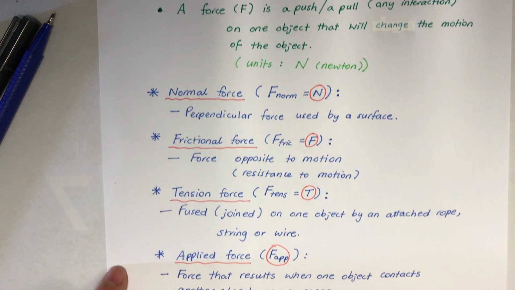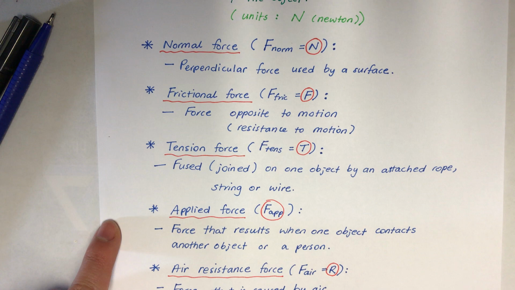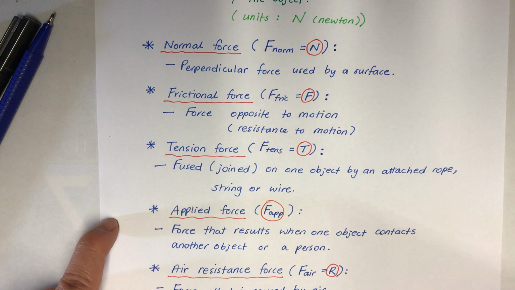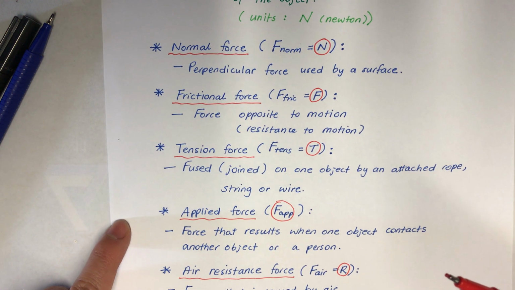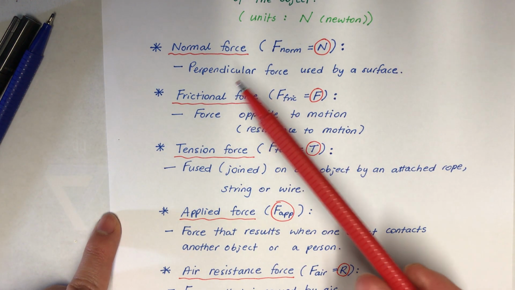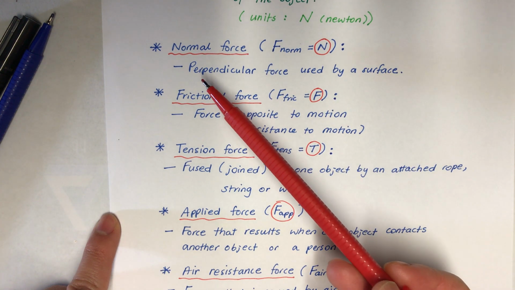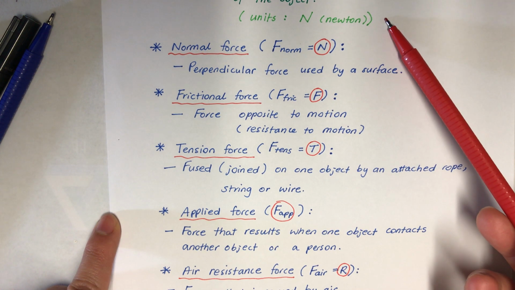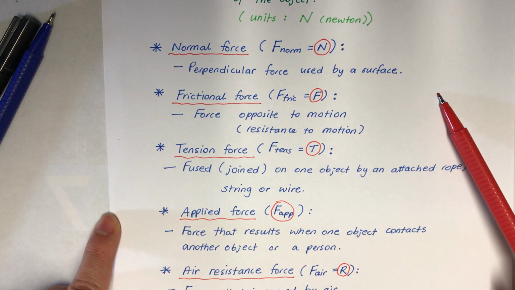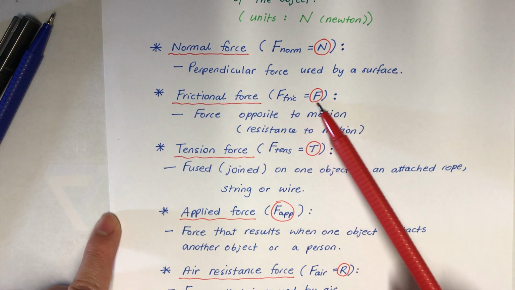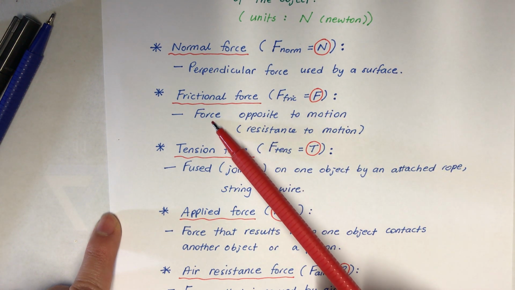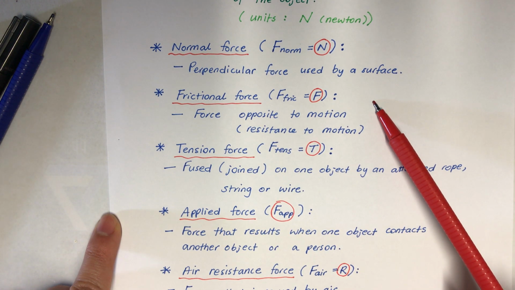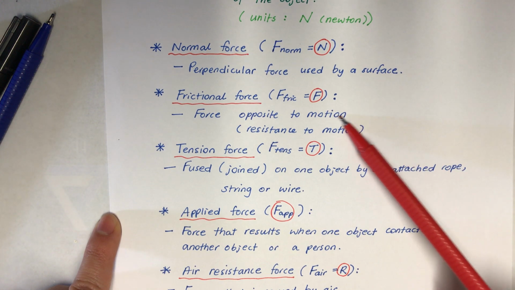Okay, so first thing first is the normal force. Try to memorize all these symbols, because there will be a lot of forces that we have to use on the diagrams for the questions to come. Normal force is a perpendicular force exerted by a surface, so it is perpendicular to the surface. Frictional force, we use F. It is a force opposite to motion, so if motion goes to the right, your friction will be to the left.